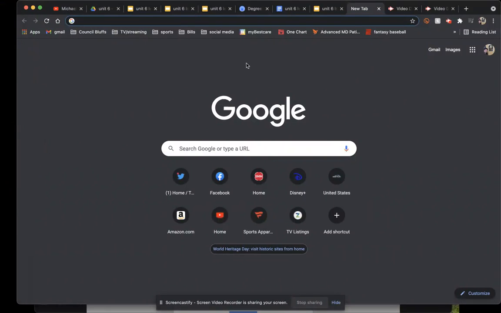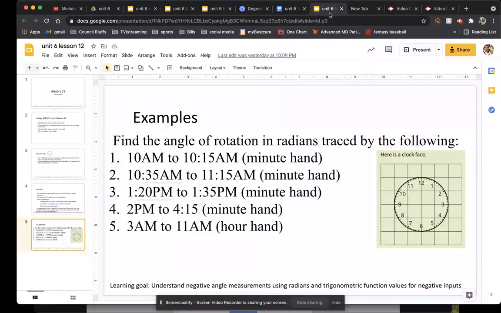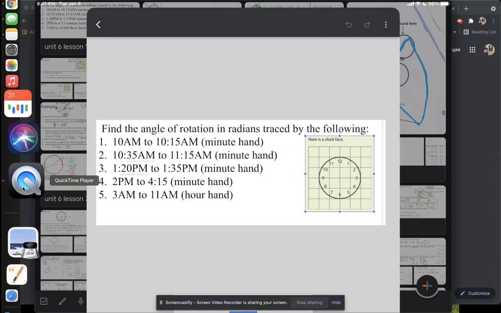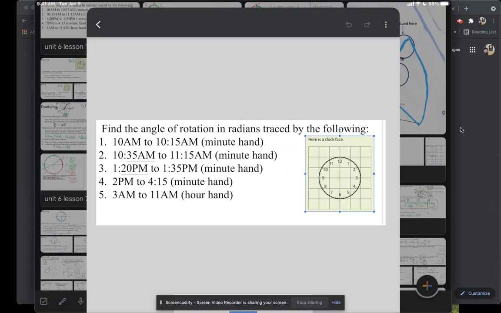All right, we're into lesson 12, the last new lesson of unit 6. Since there are no new lesson notes again, let's get right into the examples. Here we're just going to find different angles of rotation. Find the angle of rotation, in radians, traced by the following.